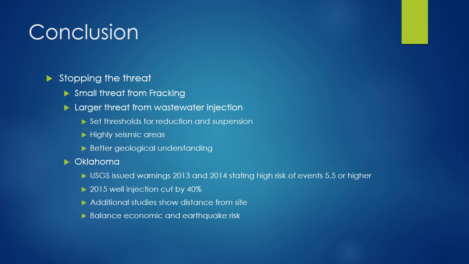The USGS and the Oklahoma Geological Survey issued warnings in 2013 and 2014, stating that there is a significantly high chance of seeing a 5.5 earthquake or higher in Oklahoma. This is one of the first times the USGS issued a warning of such east of the Rockies.